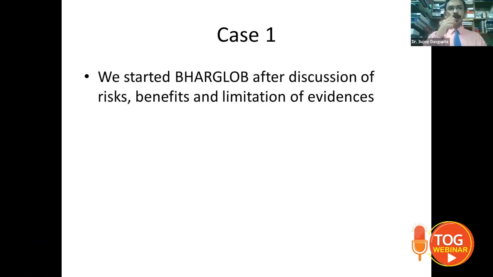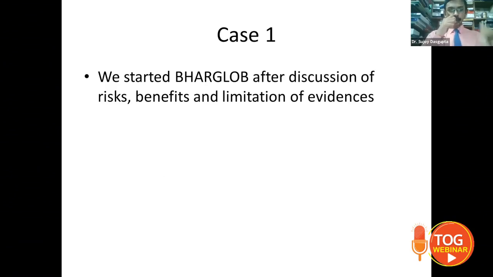But along with progesterone, estrogen, heparin, and aspirin, I gave her the option that you can still consider Varglob as one of the options, and she agreed to take the Varglob, and I stopped the Varglob at 20 weeks.